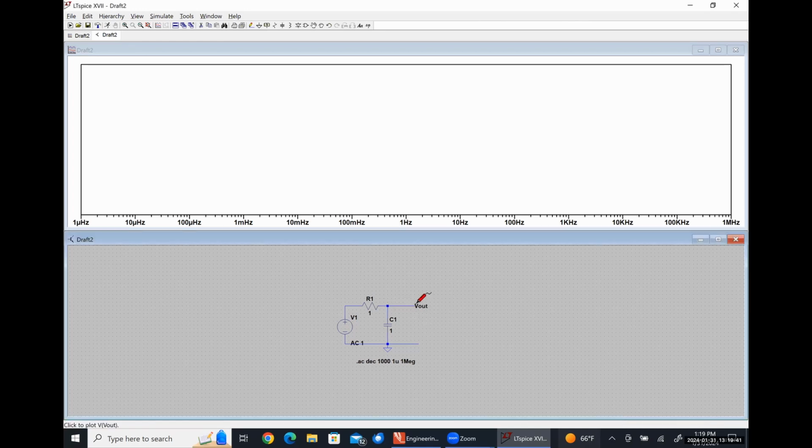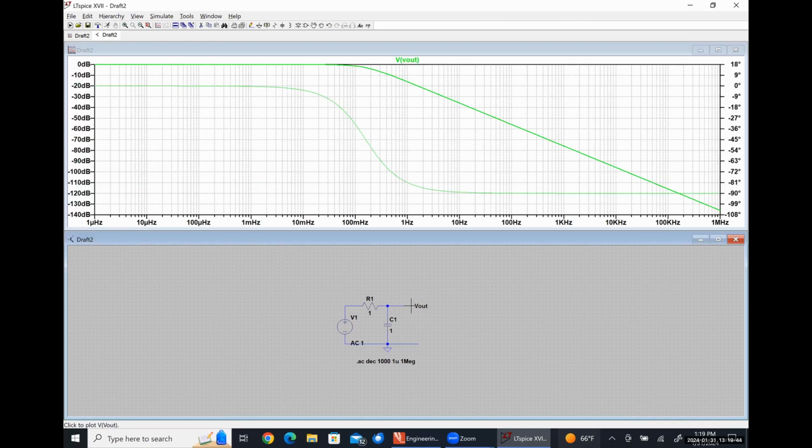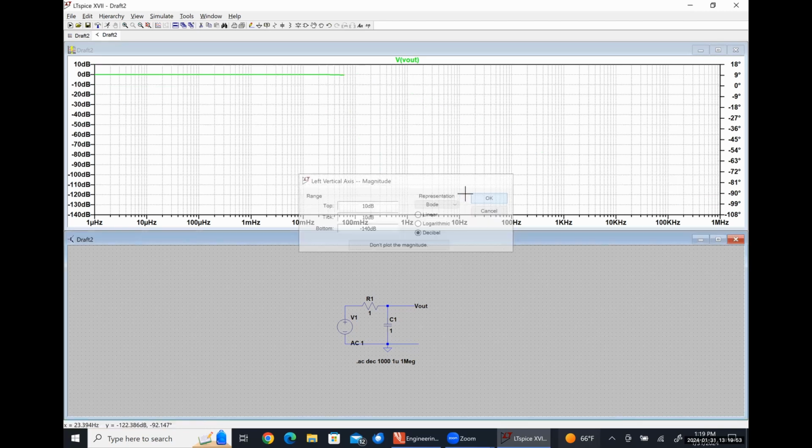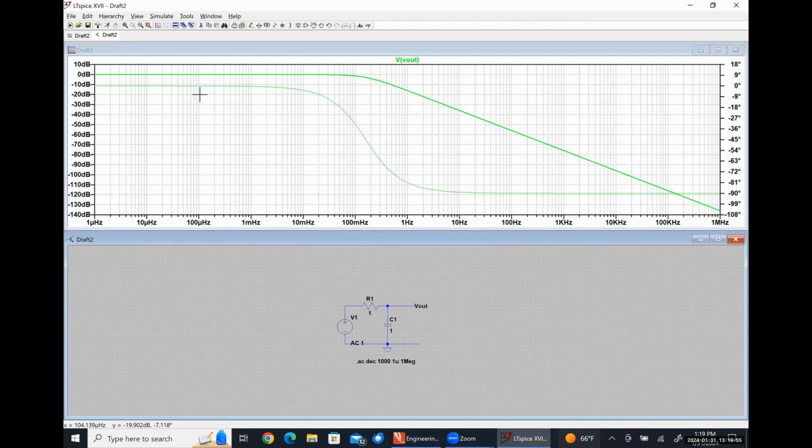Now I'm going to click the output voltage node, and I'm going to change the limits here very slightly. So I want my top to be at positive 10 decibels. That's just so that that top line is not at the very top of the graph, so we can really see what's going on there. So this looks like a low pass filter response. The heavy line is the magnitude response, and the dashed line is the phase response.